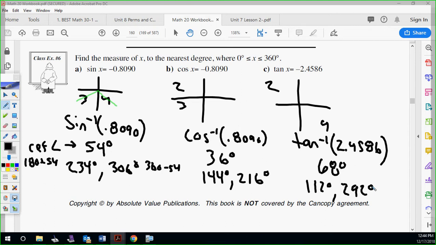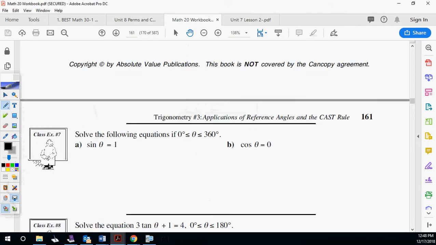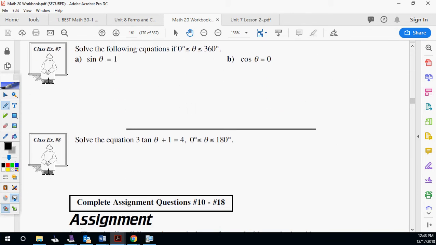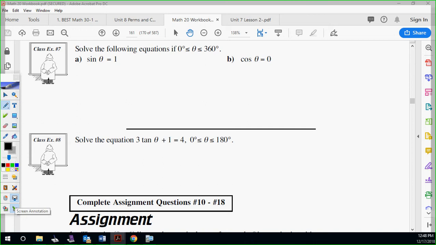It really makes sense of your degrees, your measurements, and all that stuff. Okay, onward. Last couple. Solve the following, 0 to 360. So sine theta is 1. Now, my unit circle people that were here for that, where is sine 1? Okay, just 90, right? 270 is negative 1.